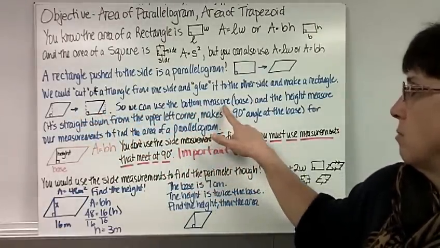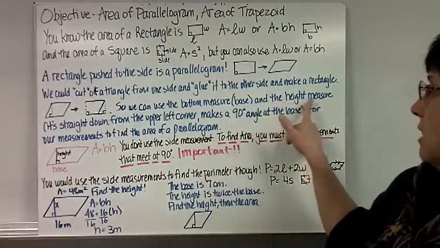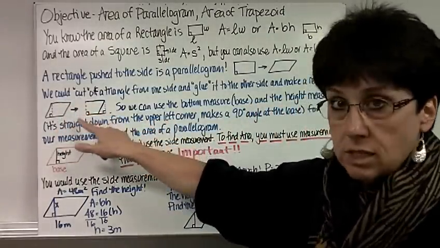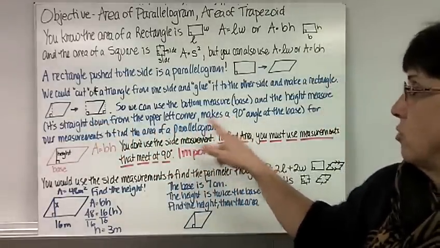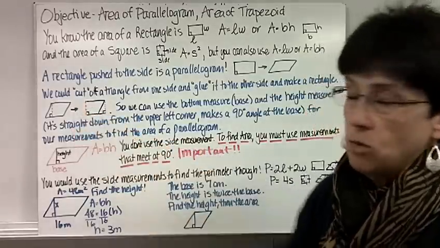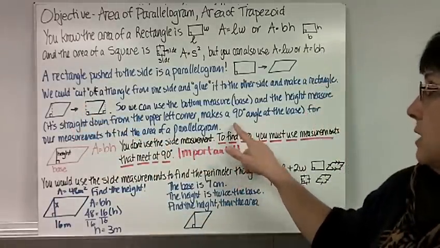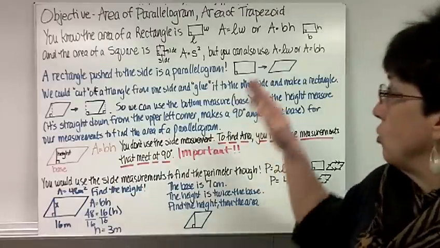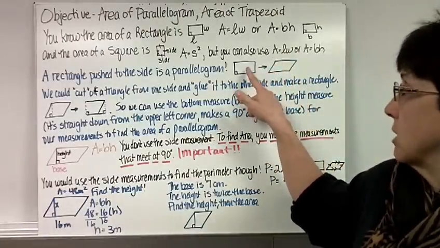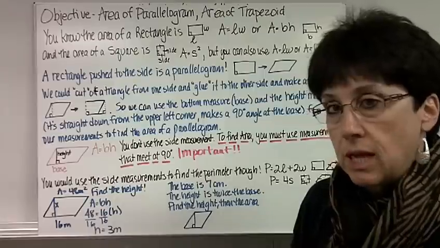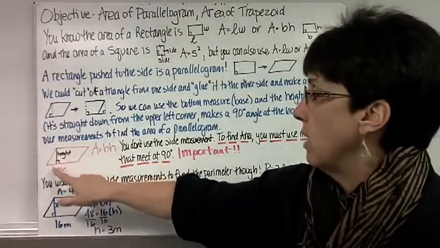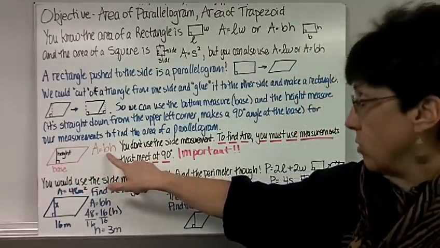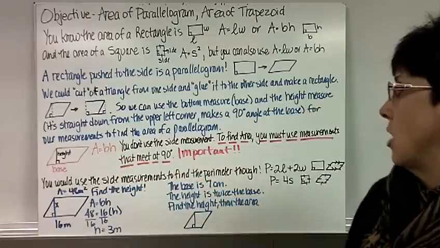So we can use the bottom measurement, which is the base, and the height measurement, and notice it's straight down from the upper left-hand corner. That's the height measurement, and it makes a 90-degree angle at the base. We can use those measurements to find the area of our parallelogram. So when we have a parallelogram, we can't use all the sides like we can in a rectangle. We have to use the sides that meet at a 90-degree angle. So we always have a height measurement in here, and we have the base. So for the area of a parallelogram, we always use the formula base times height, not the side.